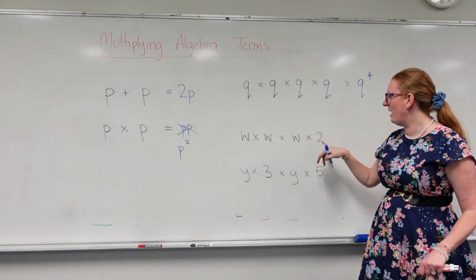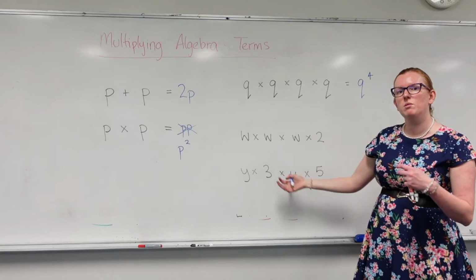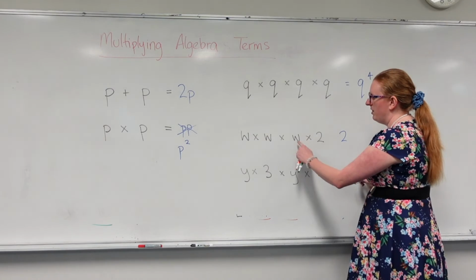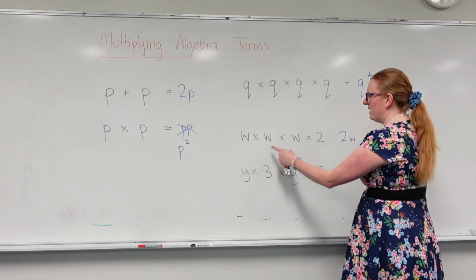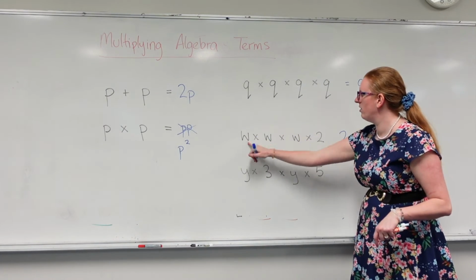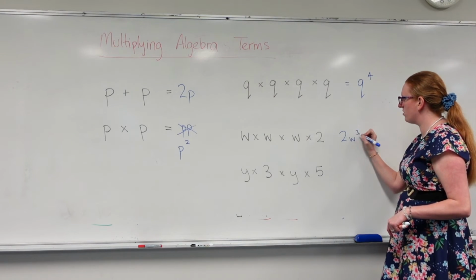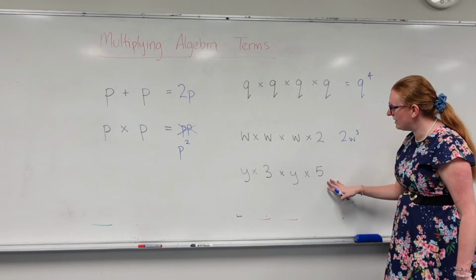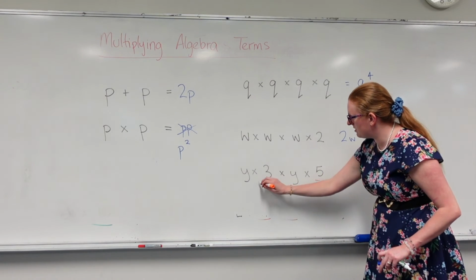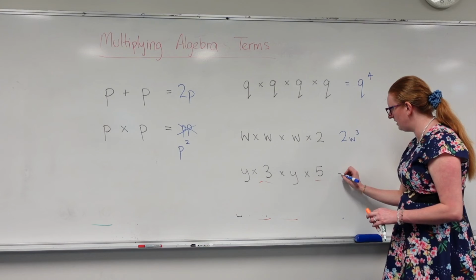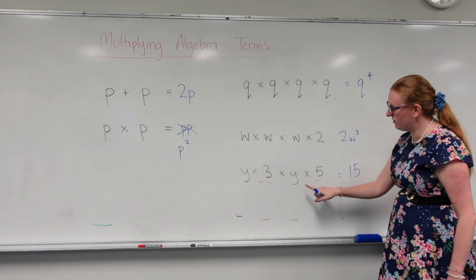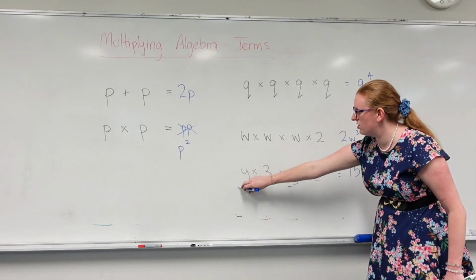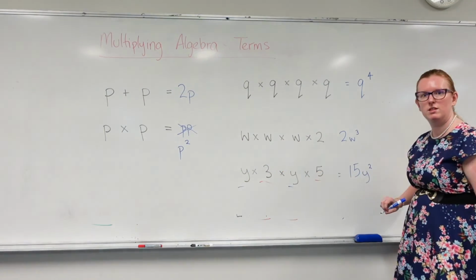Now let's have a look down here. I've got some w's and I've got a number. So thinking back to the first part of the video, I put the number at the start, then I'm going to put the letters, but how many w's do I have? I've got 1, 2, 3. So I'm going to put that 3 up there as a power because there are 3 w's being multiplied together. Alright, and now down here, I've got a number times a number, so 3 5s are 15, so I'm going to put 15, and then I've got y's. So I'm going to put a y, and how many of them do I have? I've got 1, 2, so it's to the power of 2.